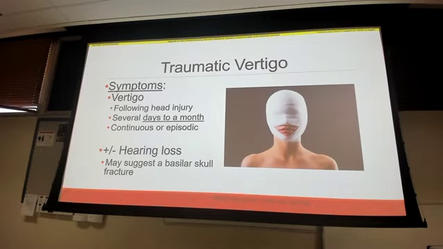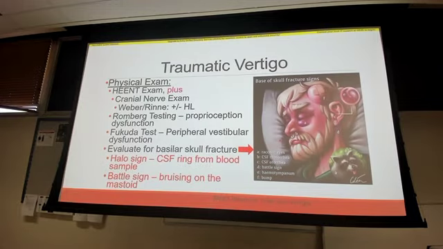All right, symptoms. So of course vertigo, because this is traumatic vertigo, following a head injury, so that might be the inciting event. It may last days to several months, but again, it could be continuous or episodic, so that's not really helping us determine. What's going to help us determine is the past medical history or the inciting event. Plus or minus hearing loss if they have a basilar skull fracture, right? So you might see some signs of that on physical exam.